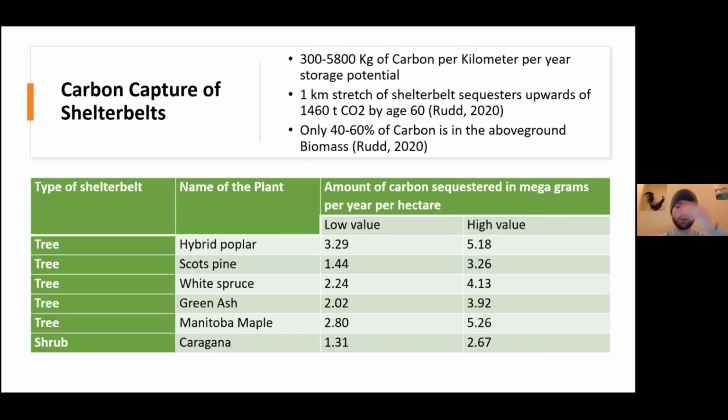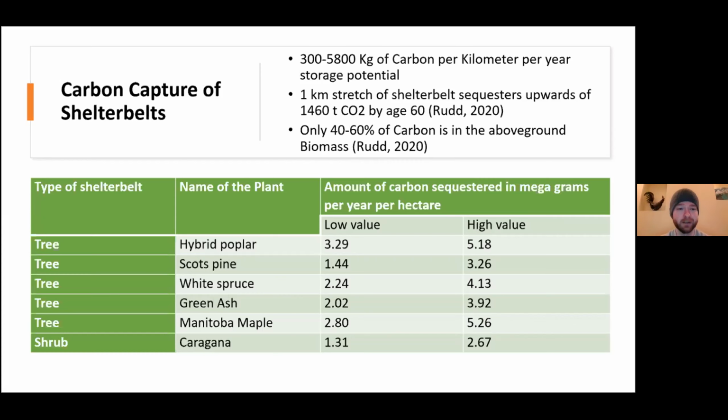So a row of coniferous trees in a shelterbelt can store up to 300 kilograms of carbon per kilometer per year. But a 3-row deciduous belt can store up to 5,800 kilograms of carbon per kilometer per year. So, more is good. And then carbon pricing, any future carbon credit programs, can offer a tangible financial incentive for growing trees or maintaining them on your land.